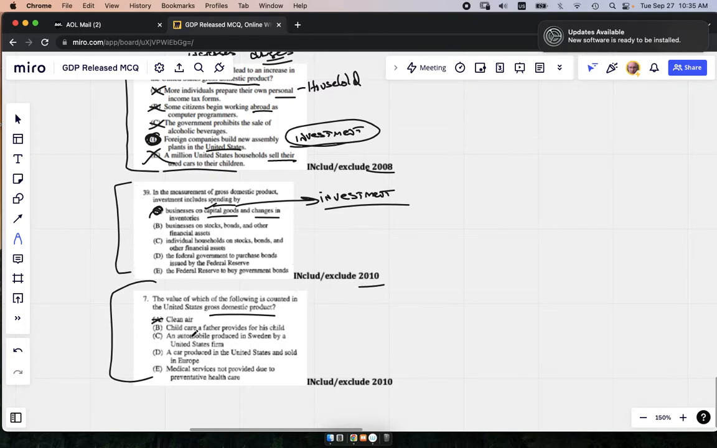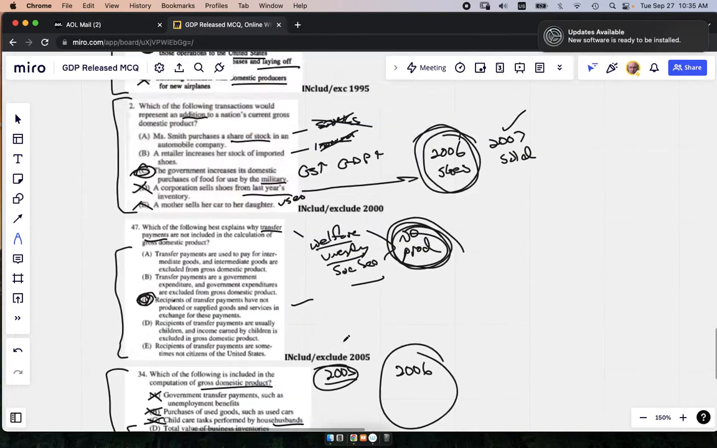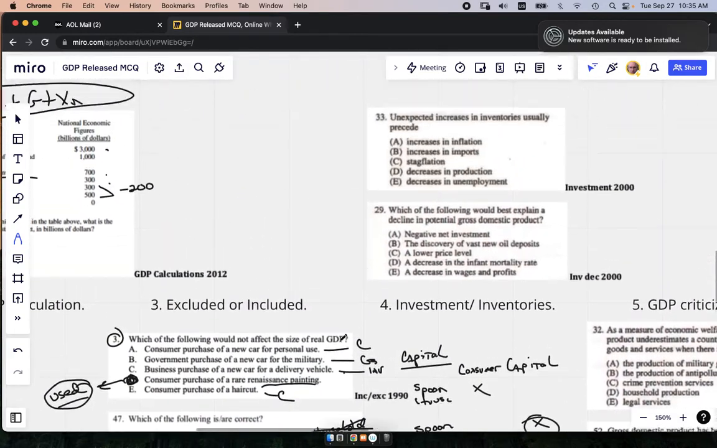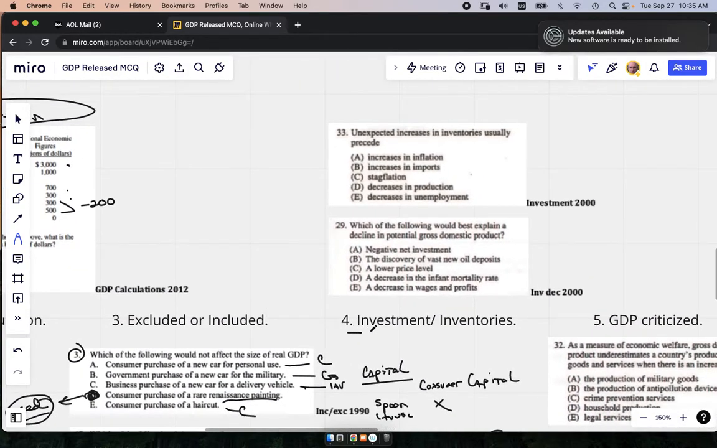No clean air. Household production right there. That's not counted. Automobile produced in Sweden? Well, if it's produced in Sweden, can't be counted. Car produced in the United States and sold in Europe. Doesn't matter where it's sold, where it's produced. That's got to be our answer. Medical services not produced in our country, sold in another country. Easy enough. All right. Let's look at a couple of these investment inventories.